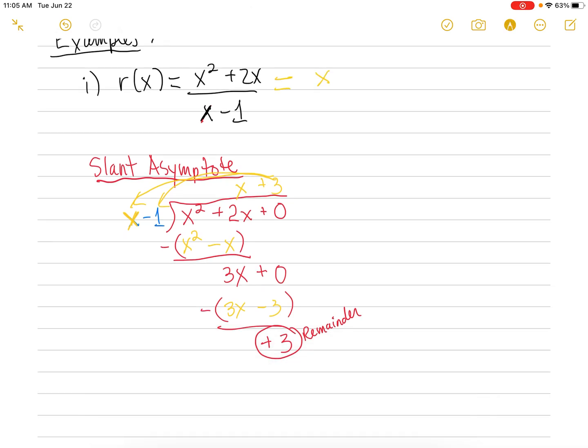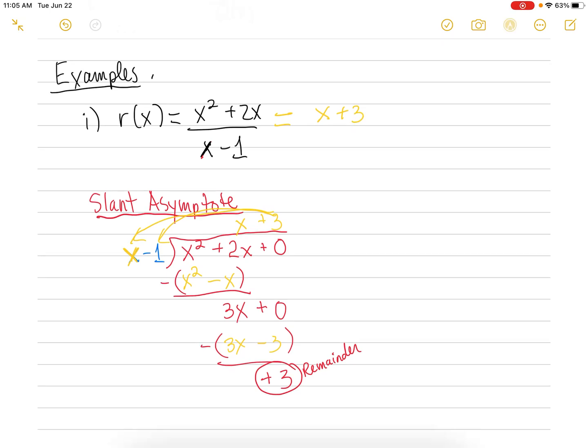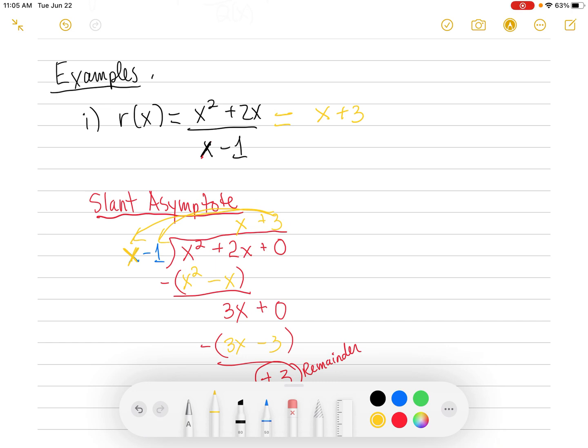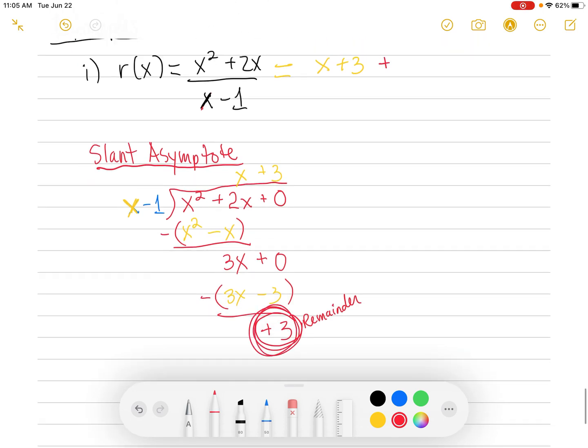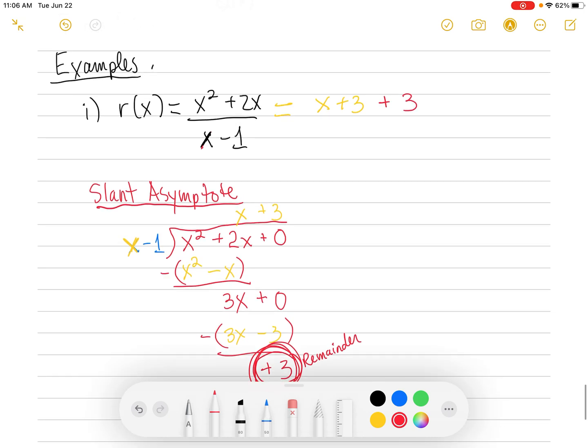So what we're going to do, we're going to rewrite this as x plus 3. You take that yellow up top, which is called the quotient right there. And then we're going to write plus, and you're going to rewrite your remainder, this one right here that we circled at the bottom. That's a positive 3, so I'm going to write plus 3. And I'm going to rewrite it over my divisor. My divisor here was x minus 1.